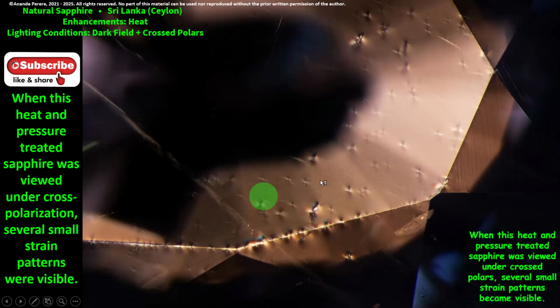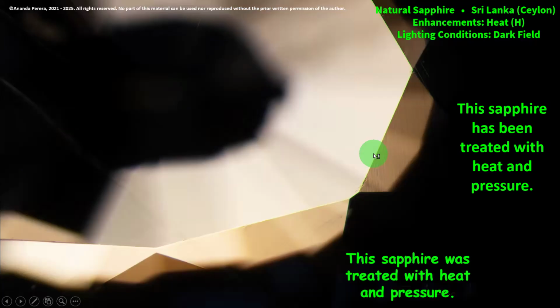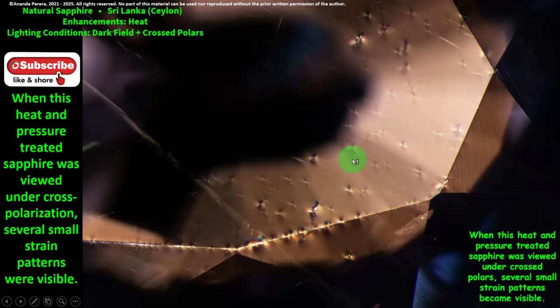When this heat and pressure treated sapphire was viewed under crossed polars, several small strain patterns became visible. See, in the earlier one you can't see it because it is only dark field. See the dark field plus crossed polars, you can see this. See the difference. We are moving to next.